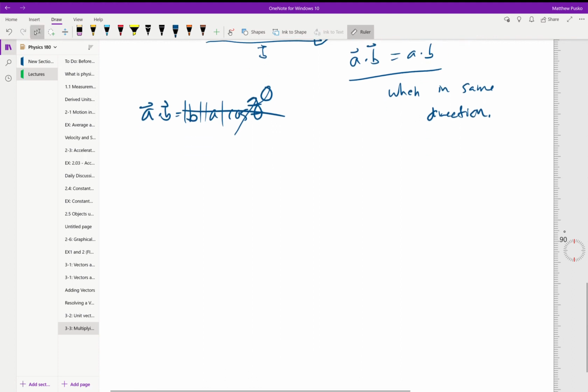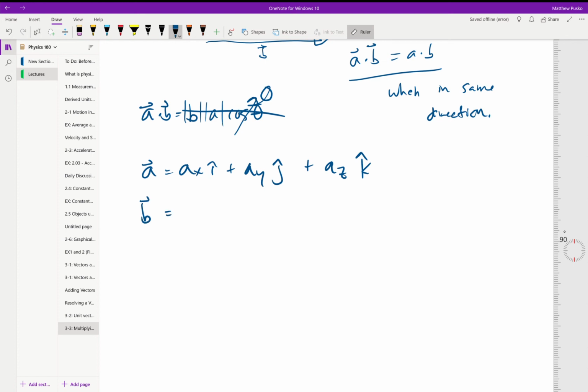Another couple quick notes. When we're taking a dot product of a vector, let's say we had some A, it's equal to AX in the I direction plus AY in the J direction plus some AZ in the K direction. And we'll say some B is equal to BX in the I direction plus BY in the J direction plus BZ in the K direction.